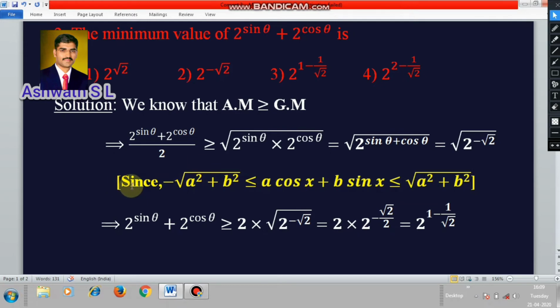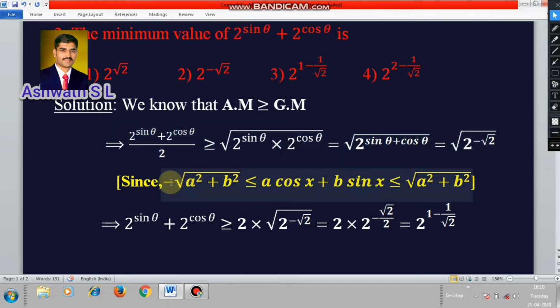This is one of the important results to be noted. We are using it often in many CET and JEE questions. So here, in place of a cos x plus b sin x, we can see cos theta plus sin theta. Therefore a is 1, b is 1. I am choosing the minimum value.